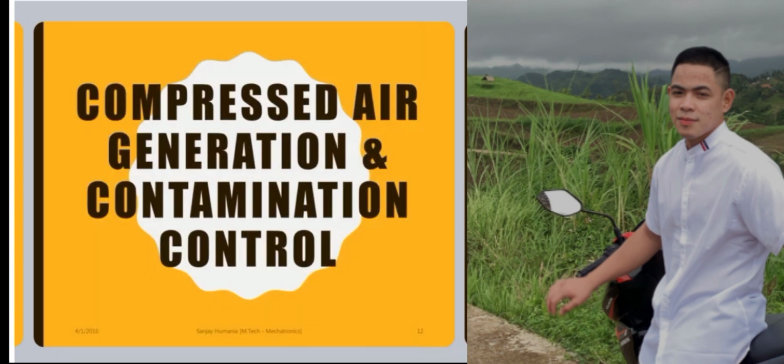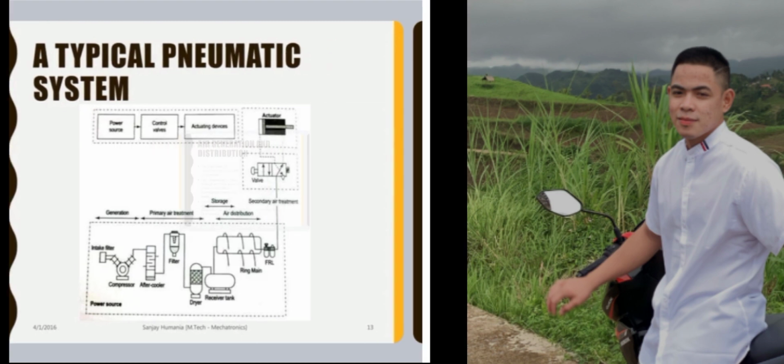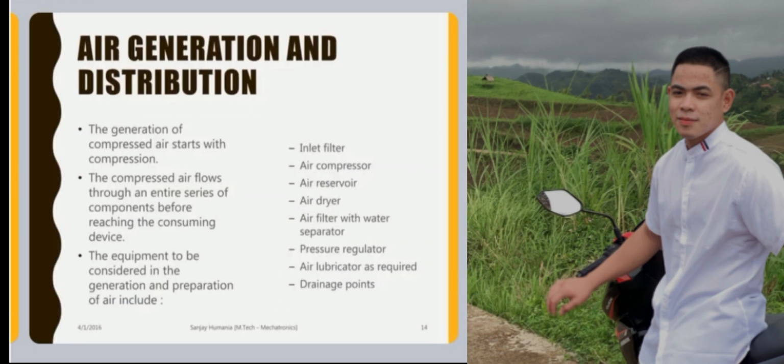Compressed air generation and contamination control. This is a typical pneumatic system. Next, air generation and distribution. The generation of compressed air starts with compression. The compressed air flows through a series of components before reaching the consuming device. The equipment to be considered in the generation and preparation of the air includes: inlet filter, air compressor, air reservoir, air dryer, air filter with water separation, pressure regulation, air lubricator, and required drainage points.